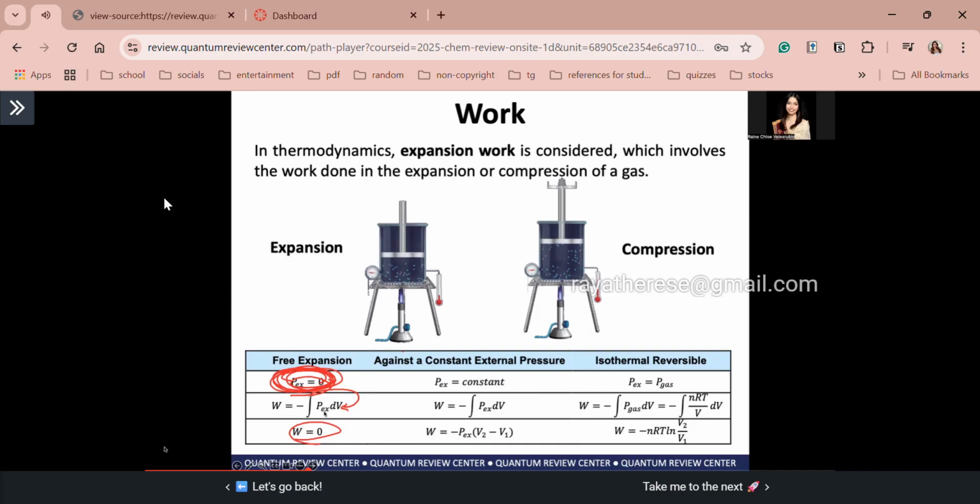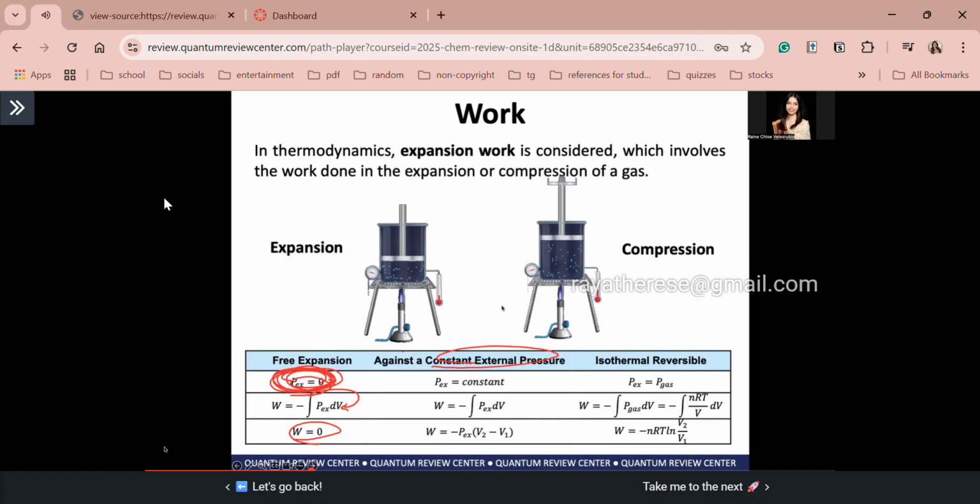So for example, another example, guys, expansion against a constant external pressure Px. Okay, in this figure, a piston pushes on a gas. That is the compression. In the expansion, we see that the gas pushes a piston with a constant weight on it.